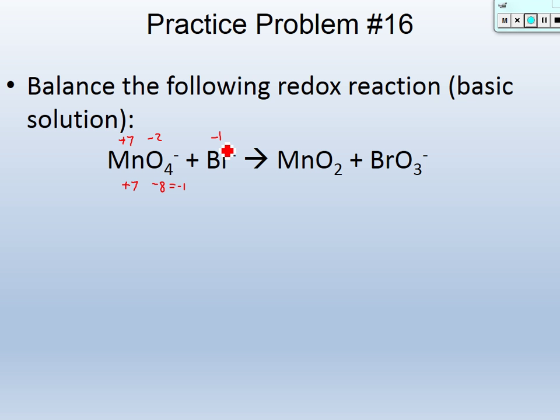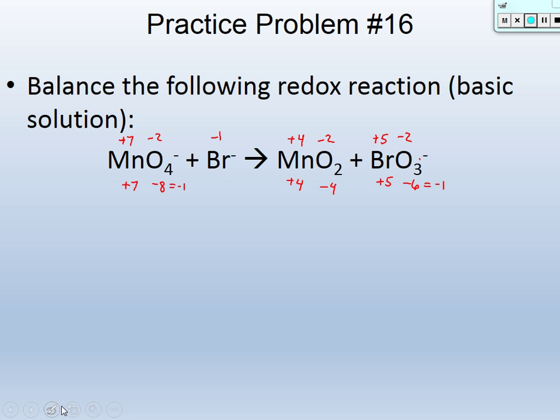Bromine, it's a -1 charge. That means its oxidation number is -1. Oxygen's always a -2. I've got 2 of them. So that's -4. It sums to 0 because it doesn't have a charge. So that manganese has got to be +4. Oxygen's always a -2. I've got 3 of them, so that's -6. Looks like this one sums to a -1. So the bromine here has to be +5.